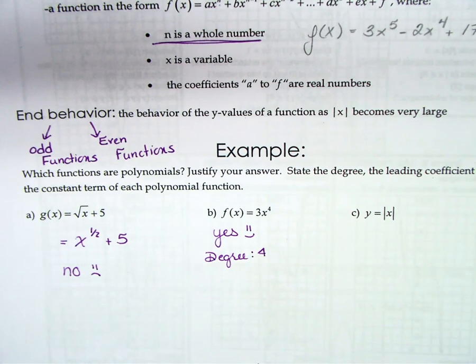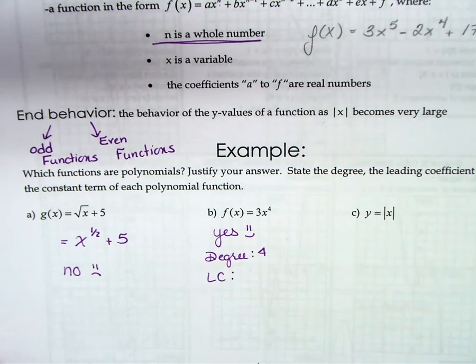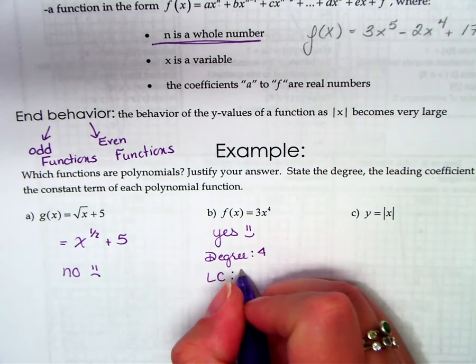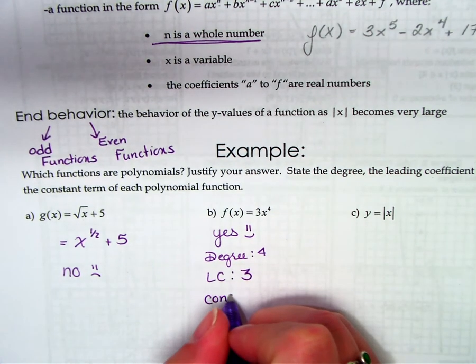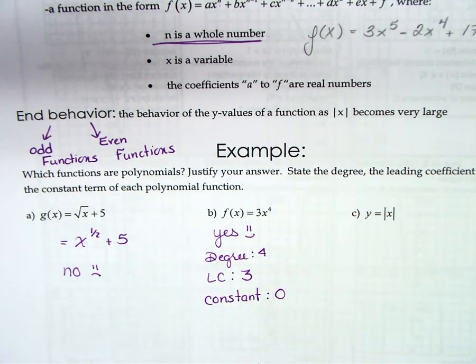We have to do the leading coefficient first. The leading coefficient is the one that's on the term with the highest exponent. So this is going to be 3. So my constant is 0, because there's nothing added to it. Leading coefficient.